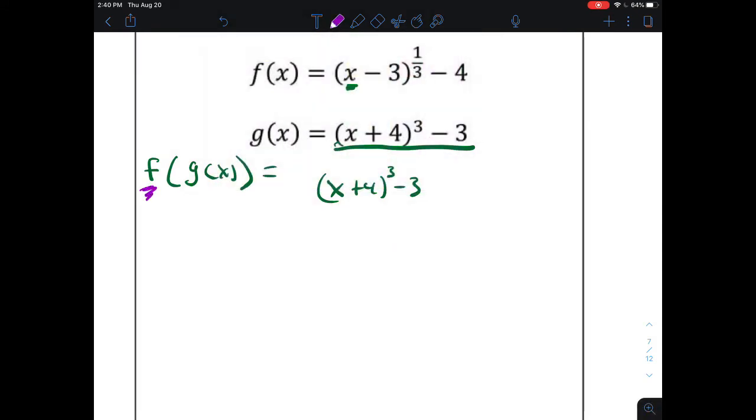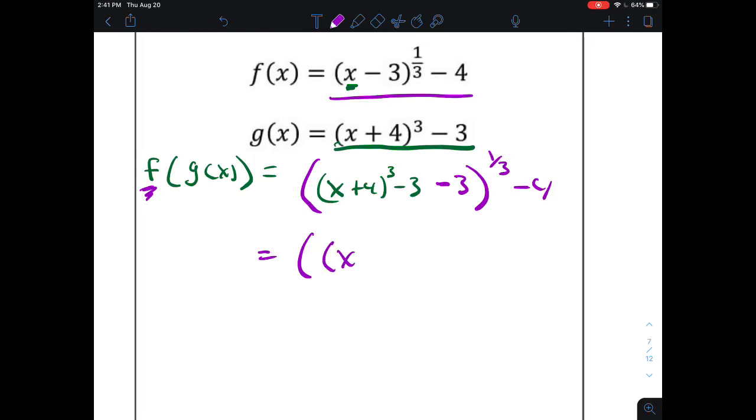So let me change colors. So let's let f be here in purple. So that was where x is. So I've got to have minus a 3 here. All of that being raised to the 1/3 power minus 4. So all of this is the f function. And now I'm working to simplify this as much as I can. And so in the very inside, I have x minus 4 cubed minus 6 to the 1/3 power minus 4.